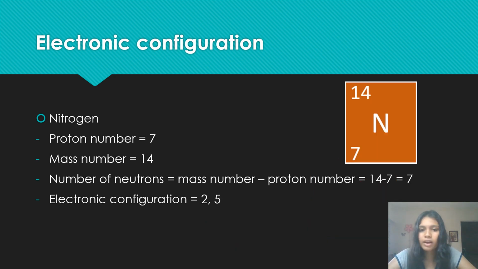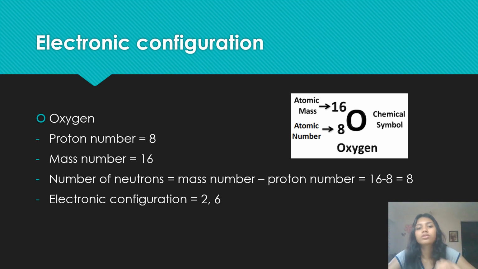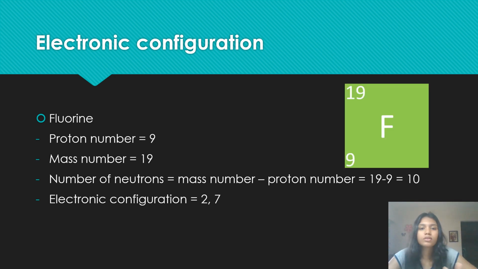Nitrogen, same, 2, 5. We're just going to increase it by 1 each time. Oxygen. Okay, now we're going to do this a little slowly.